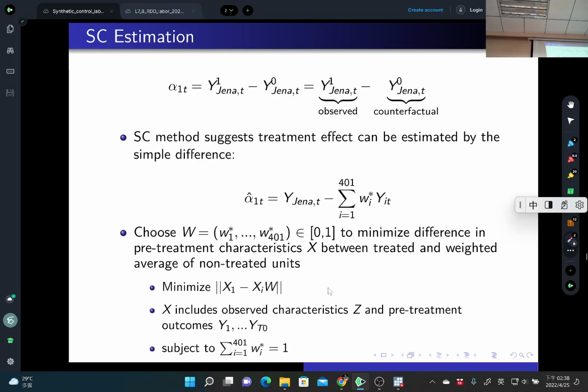How we choose the weight is we want to minimize the difference in pretreatment characteristics X between the treated unit and this weighted average of non-treated units. The X includes observed characteristics like population size in other regions and Jena, education level, and other observed characteristics, and also all the pretreatment outcomes. That is the cumulative number of COVID-19 cases from January 28th until April 5th, the day just before the treatment happened. And subject to the summation of all the weights being equal to one.